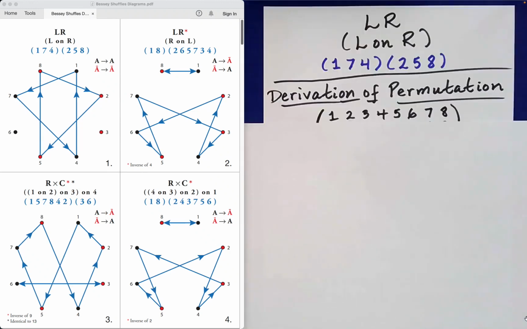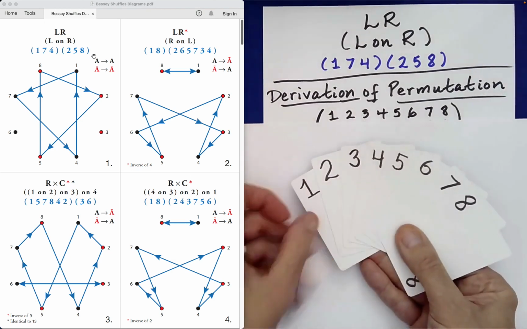Okay, so let's go a bit more deeply into the mathematics. So if you focus here on the left, we're going to look at what is called the LR shuffle. That's shuffling into a left and right pile, in which we will stack the left pile on top of the right. And it leads to this permutation. Okay, so we're going to talk about permutations and notation for permutations.